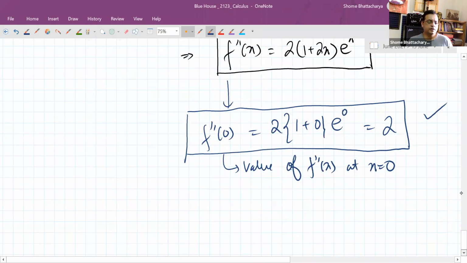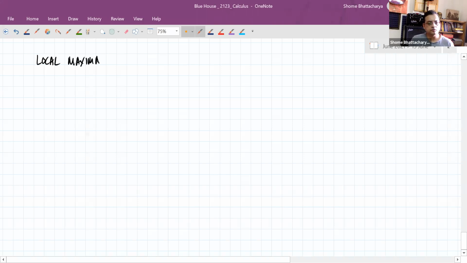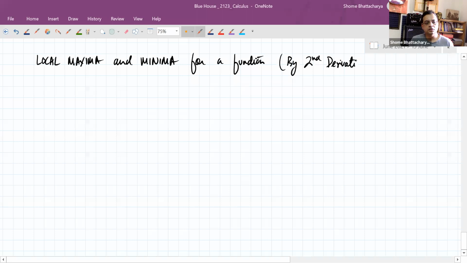Okay. So now having learned about the second derivative, let's come back to our analysis of local maxima and minima, and let's see how the second derivative is something that we can use in the analysis of a function for this purpose. So we'll use something called the second derivative test. I'll explain what that means.